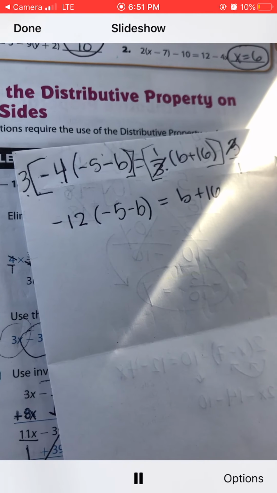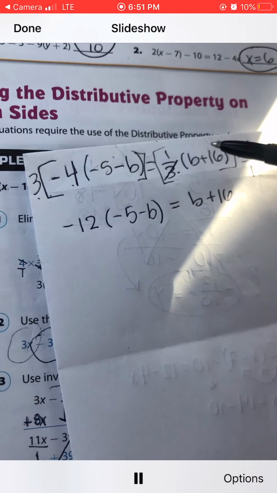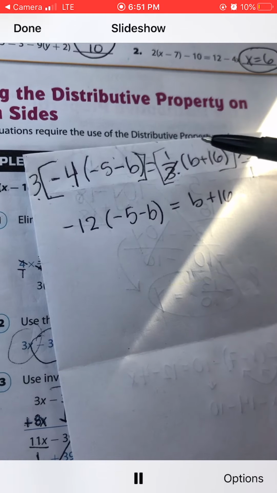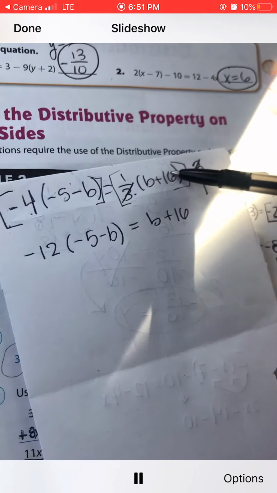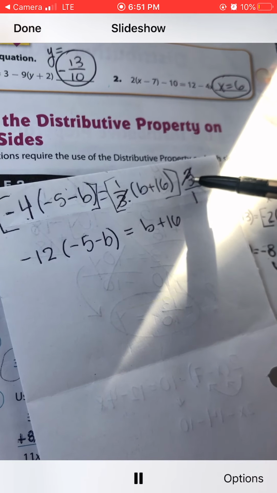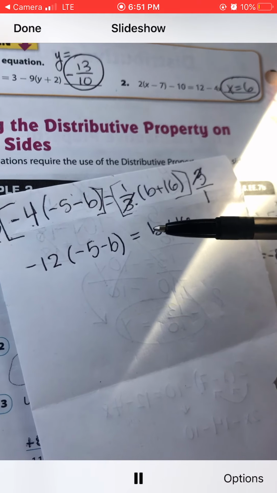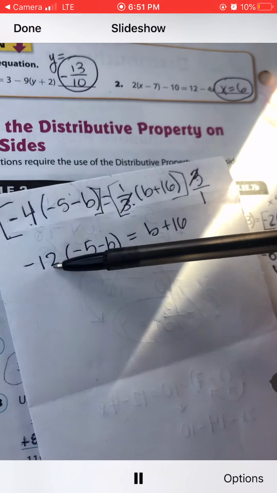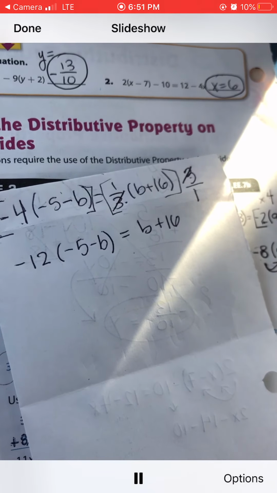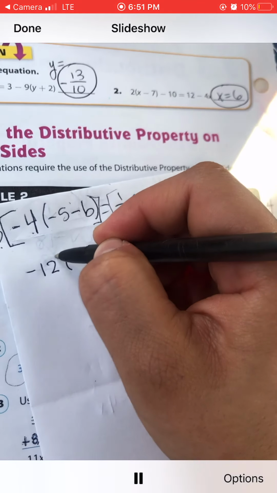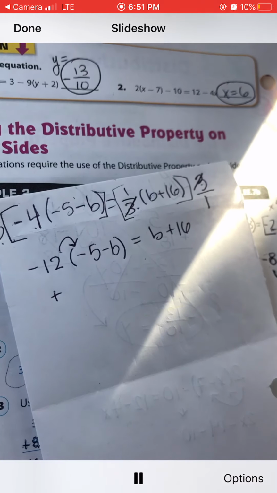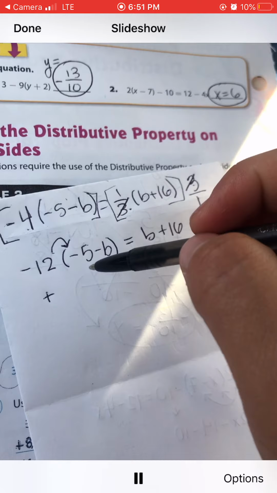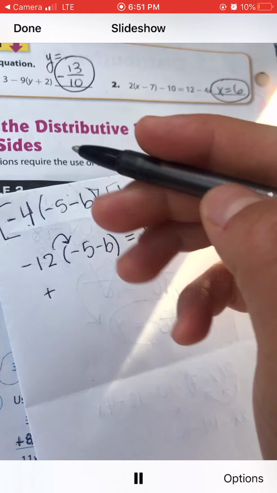So now we took an equation with 2 distributions needed to happen on both sides, multiplied it by 3 to get rid of the fraction, and it turned into a distribution on the left side only. So negative 12 times negative 5 is a positive number. 12 times 5 is going to be 60.